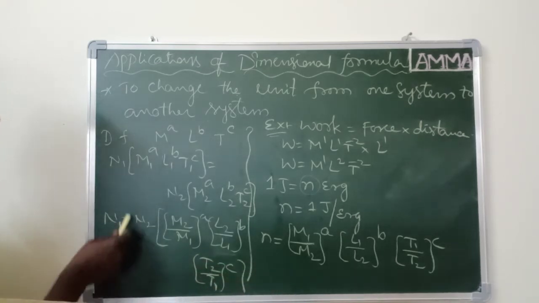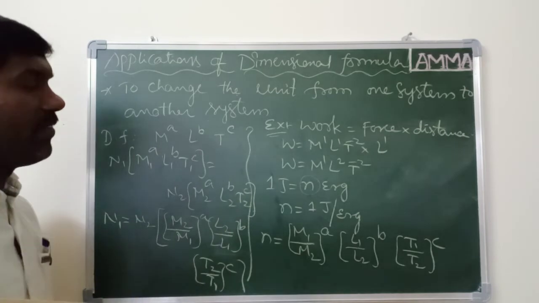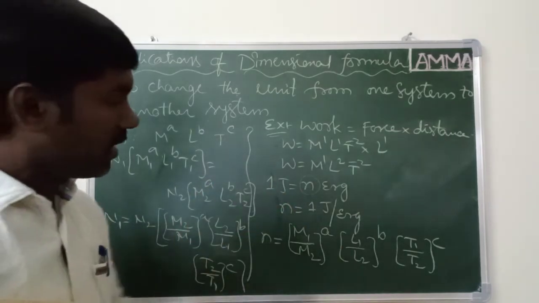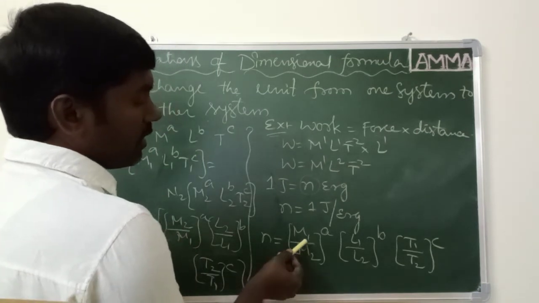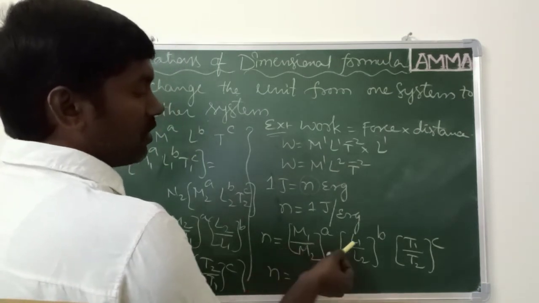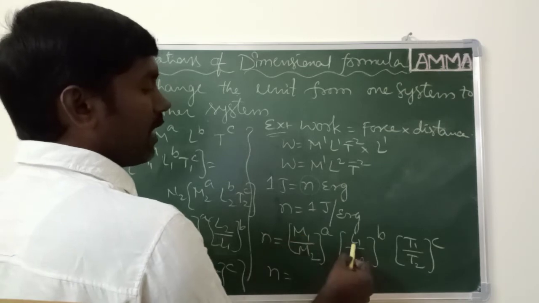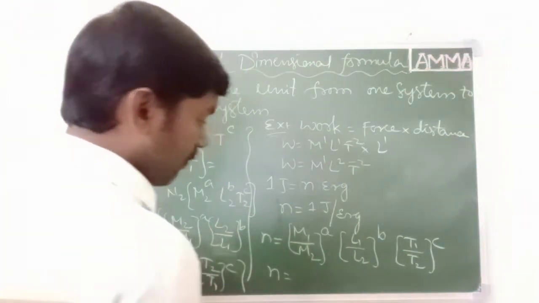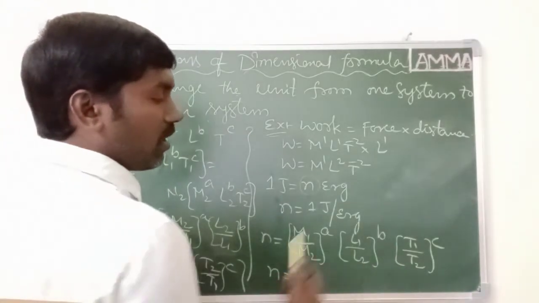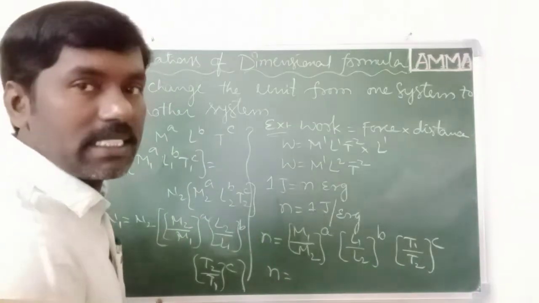By using this formula we can find the value of any physical quantity. Okay? We are just doing it like this. So n is equal to, students, let us consider the values in this expression. M1, L1, T1 belong to the SI system values, and M2, L2, T2 belong to the CGS system values.